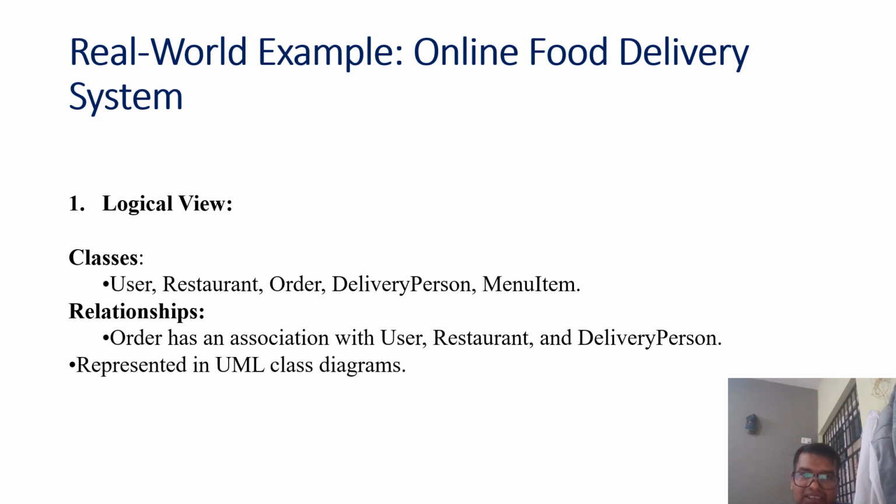delivery system. For the logical view, we can consider the classes in a food delivery system. We can categorize classes as users, restaurant, order, delivery person, and menu item. For relationships, in the online food delivery system, order has association with users, restaurant, and delivery person. And to represent it in UML, we can use the class diagram. In the previous slide we already saw that in the logical view we can consider the UML diagram as the class diagram.